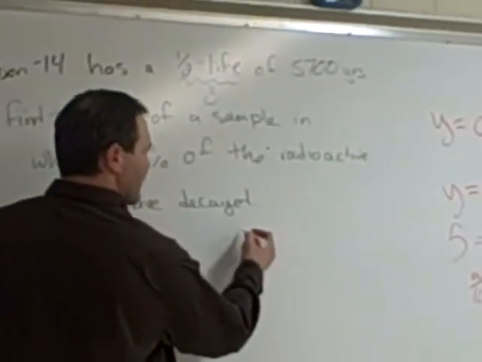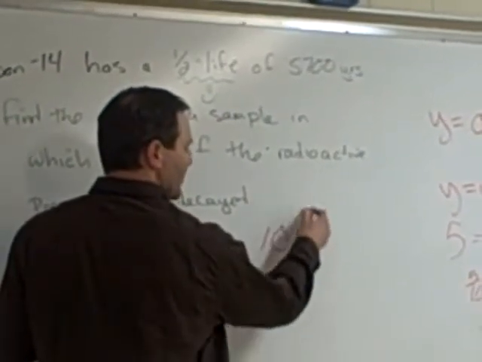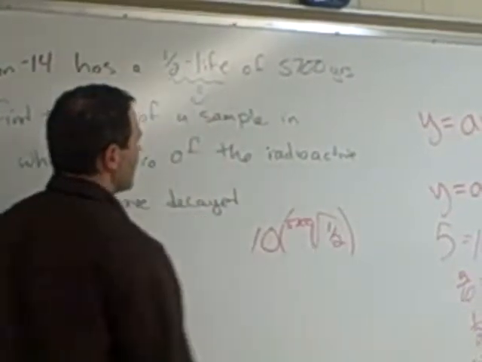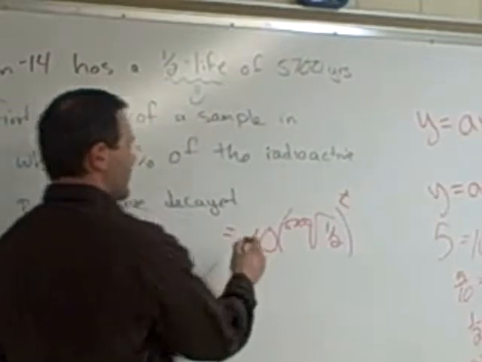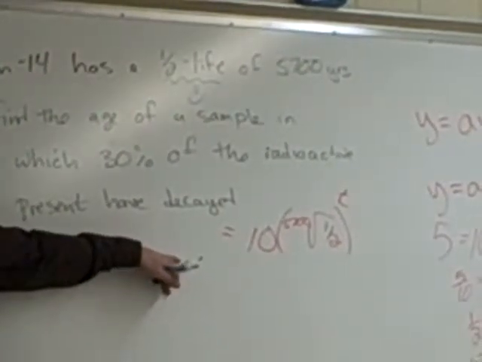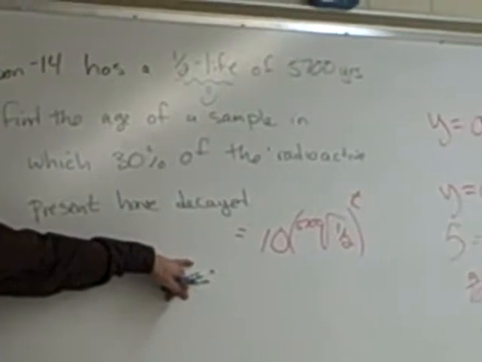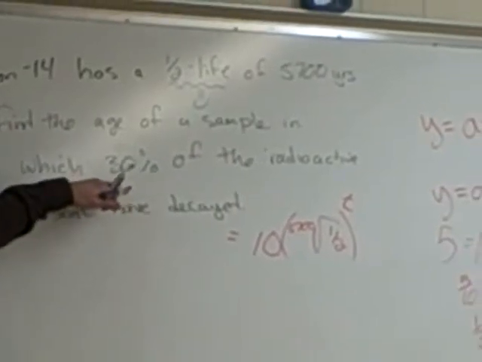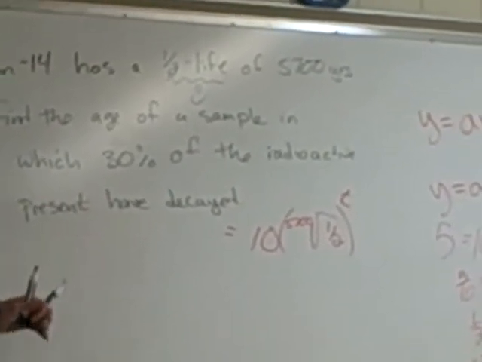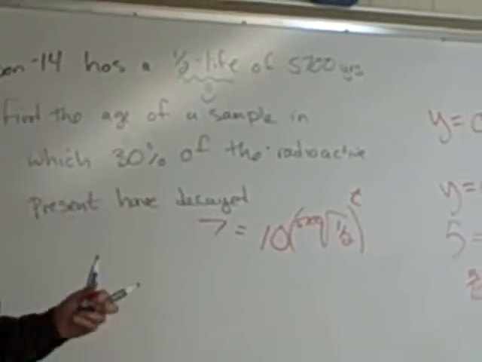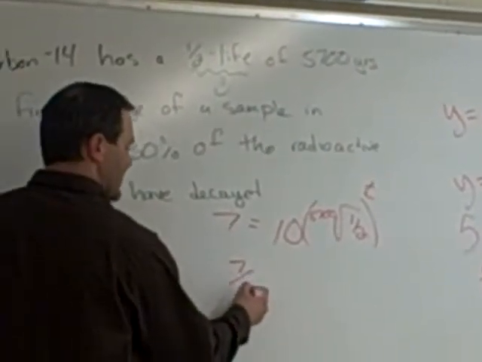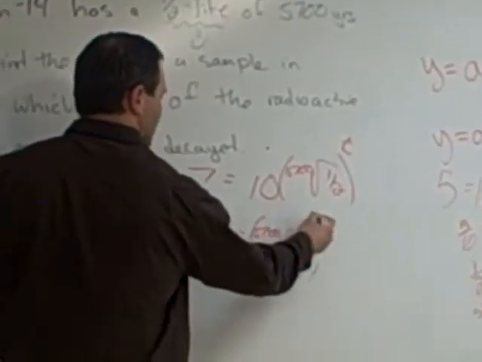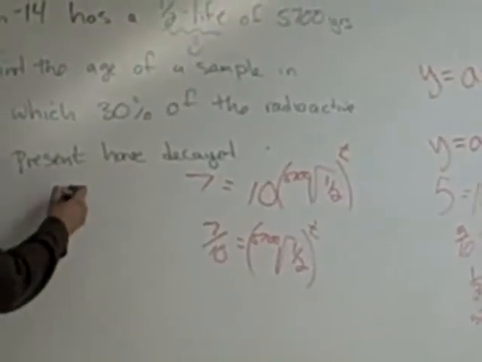So now back we have my original amount. I now know what R is. T is what we're looking for. And what's my ending amount going to be in this case? If 30% has decayed, I would end up with 7, right? So now we have to solve for T. Divide by 10. So now we'd have to do logs.